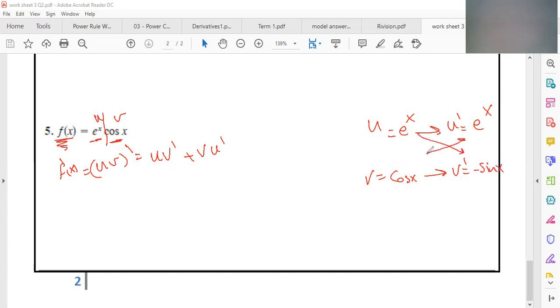Use the cross product. So u v prime will be e to the power x multiplied by negative sine x, plus v u prime, cosine x multiplied by e to the power x. You can write it between two brackets. If you would like to write cosine first, you have to write the next function between two brackets. But I prefer to write the exponential function first. Take e to the power x as a common factor. It will be cosine x. I prefer to write the positive one first, then the negative one, sine x.